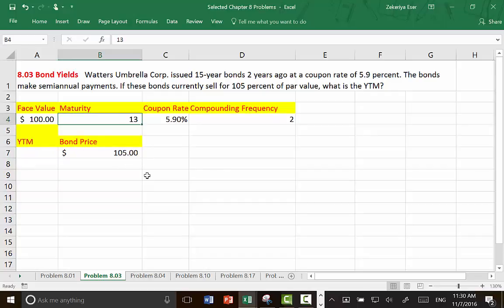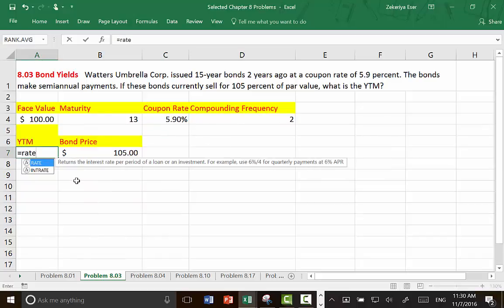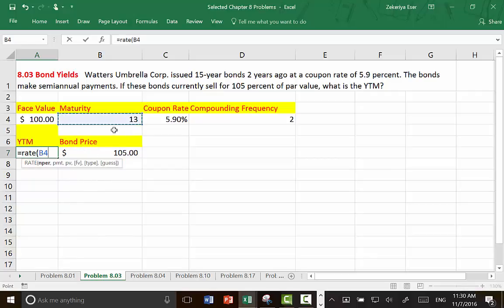2 years ago, this was a bond that had 15 years left in maturity. Now it has 13. That's the coupon rate, that's the compounding frequency. You could either use the rate function in Excel. First, the number of periods, which is the maturity in years times compounding frequency.